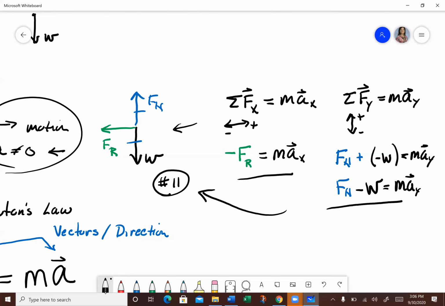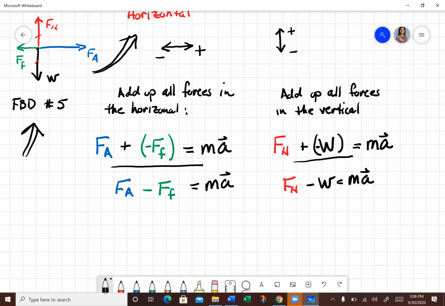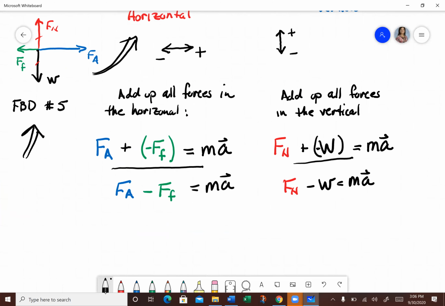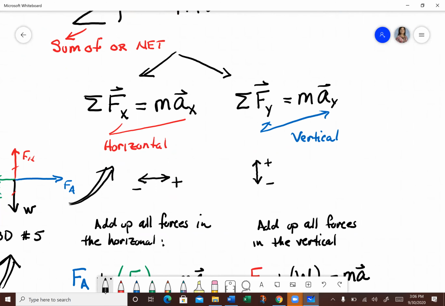So notice that those equations look completely different from the ones that we did for number 5. I don't have a force applied. The Y equation looks very similar, but in this case, I have a force applied. So when Newton's law is written, it is written like this and has to be written like that because each problem is different based on the forces that are present.